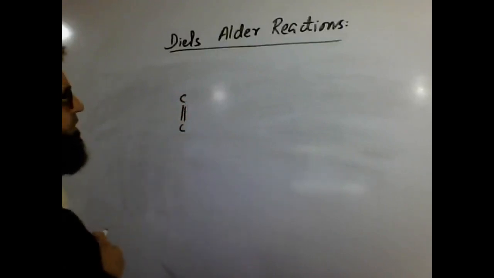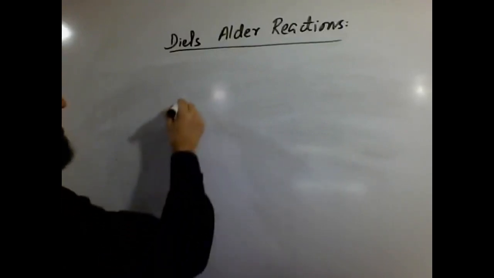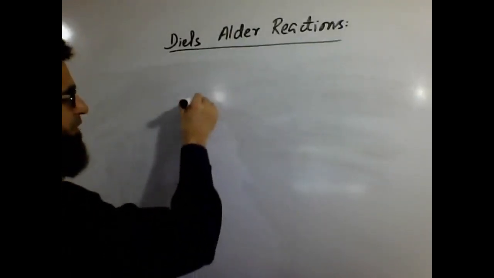The dienes and dienophiles could be of a number of types. Let's say we need a double bond. It could be something like that.